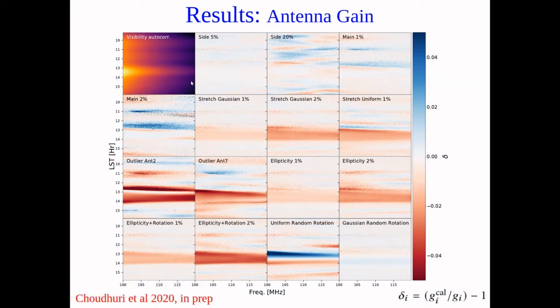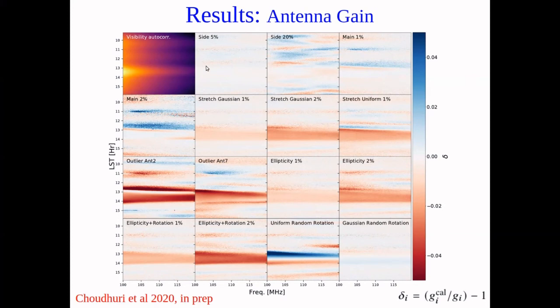The upper panel shows the relative sky brightness temperature, basically the visibility autocorrelation, which measures the sky brightness. And you can see that the difference, basically the error in the gain solution, is maximum in this 13 to 14 hour LST range, where the brightest source, Centaurus A, is within the main lobe in our simulation.